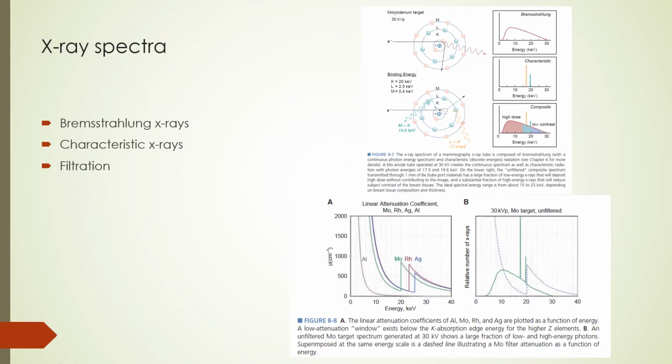Let's now look at the X-ray spectra from a mammography tube. As with conventional X-ray tubes, the X-ray spectra of a mammography tube is made up of Bremsstrahlung and characteristic X-rays. The top figure shows a filtered X-ray beam with both characteristic and Bremsstrahlung X-rays. The bottom figure shows plots of attenuation properties of various filter materials at different energies. To generate the optimum X-ray beam for mammography imaging, various filters like those shown on this plot are used. We shall see that in the next few slides.